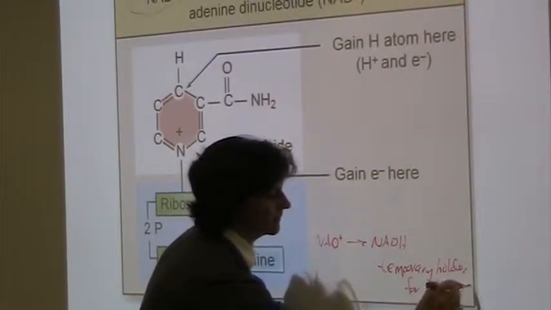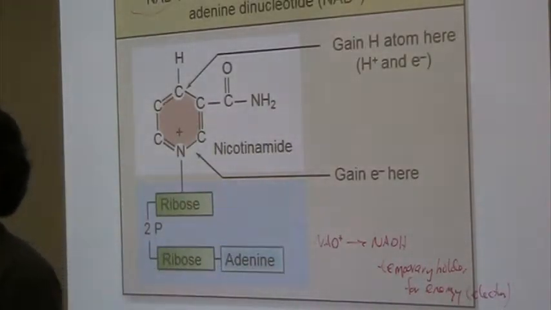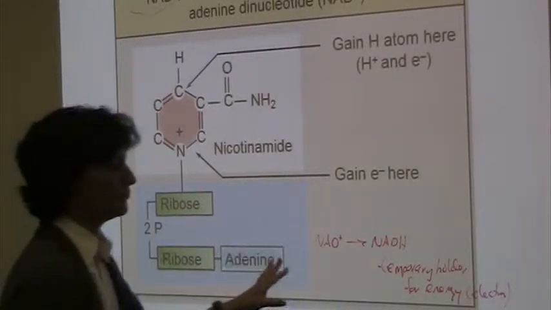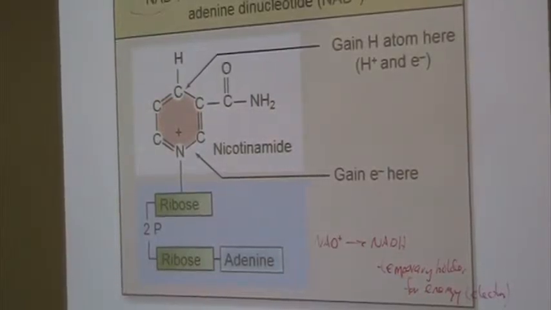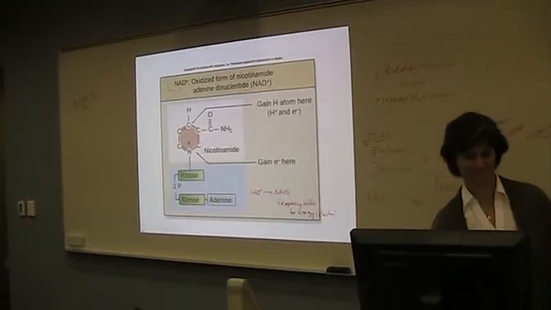For electrons, right? So we're going to see that during the process of cell respiration, NAD+ is going to be, as we'll see later, a coenzyme. It's going to come up and it's going to say, give me your electrons. I'll hold them for you temporarily. And then I'll give them back to you, right? So they're going to temporarily hold energy for us until we can cash it in. All right. Everybody good with that?